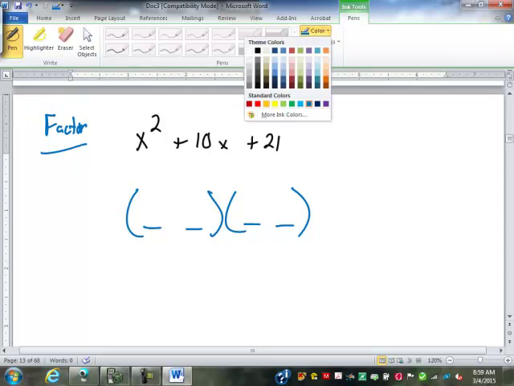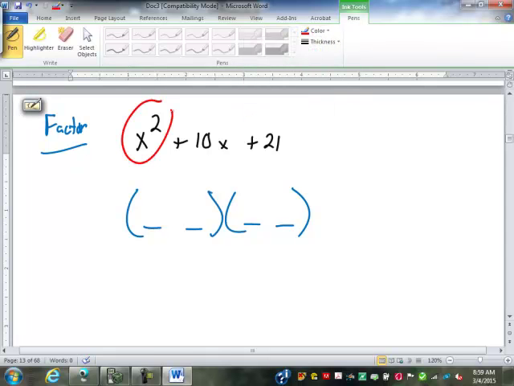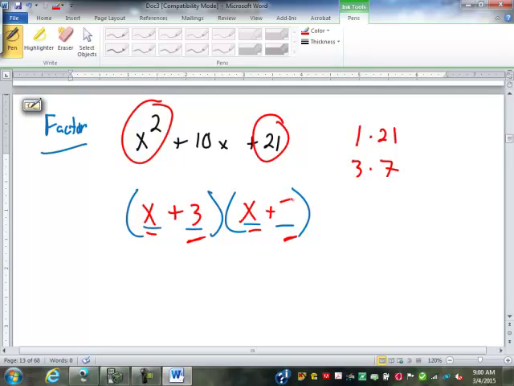We know from what we just saw that this first part comes from multiplying these first two things. What are the only two things that we can multiply together to get x squared? X times x. So we know that. And we know that this last number comes from multiplying these last digits together. So 21 can either be 1 times 21 or 3 times 7. Right? So let's try 3 times 7. So plus 3, plus 7.